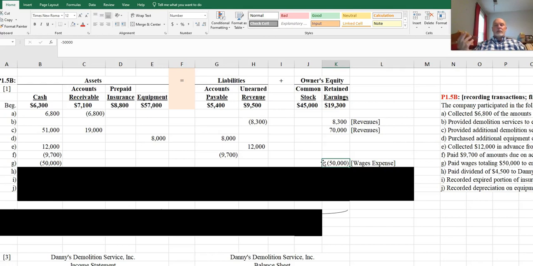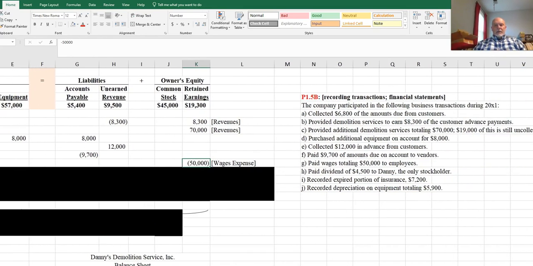So that's an expense. Remember that assets represent things that we own that give us a future benefit. Expenses, EXP, relate to expired benefits. And so assets relate to the future, expenses relate to the past.